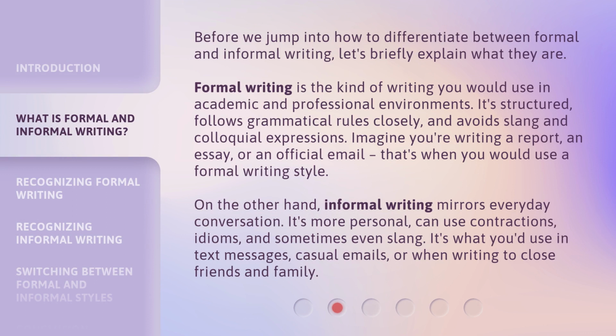Before we jump into how to differentiate between formal and informal writing, let's briefly explain what they are. Formal writing is the kind of writing you would use in academic and professional environments. It's structured, follows grammatical rules closely, and avoids slang and colloquial expressions. Imagine you're writing a report, an essay, or an official email. That's when you would use a formal writing style.